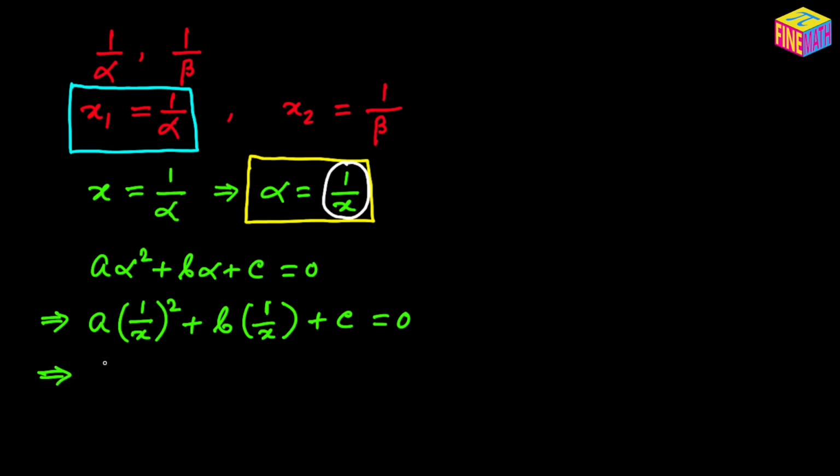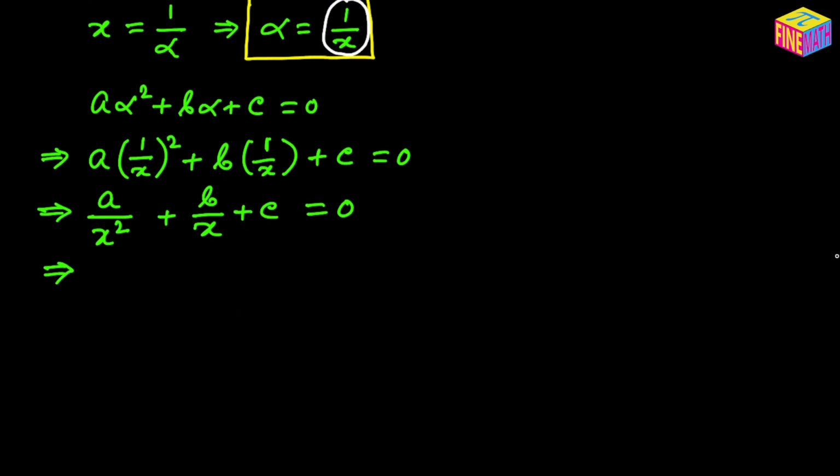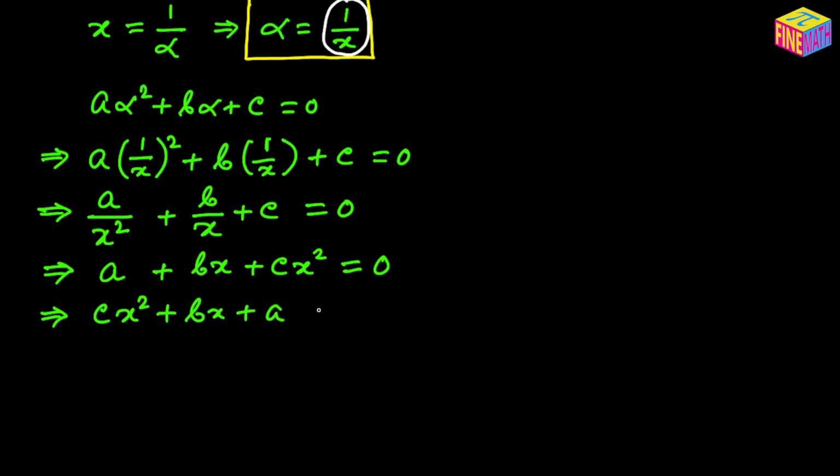From here if you simplify, it will essentially be a divided by x squared plus b divided by x plus c equals 0. From here we can say, okay, if we multiply both sides by x squared, what will happen? Each of the terms will be multiplied by x squared. So this term will become a, then the second term will become bx, because the x in the denominator will cancel one of the x, and we will be left with another x. Then it will be c times x squared, and then 0 times x squared will be 0. So if we rewrite this, we can say cx squared plus bx plus a is equal to 0.